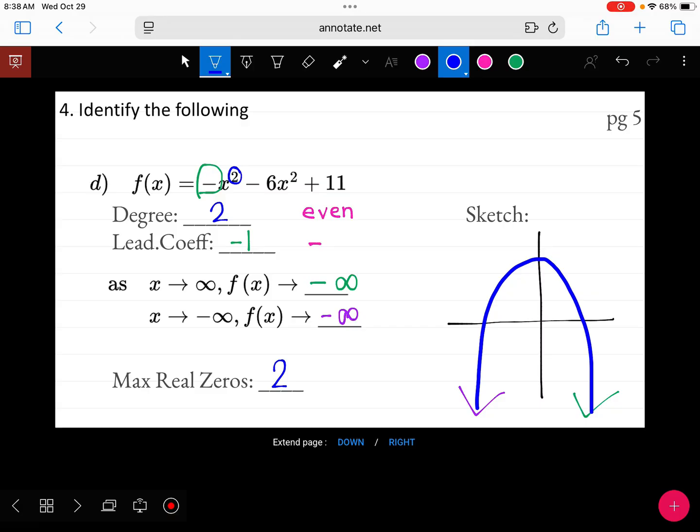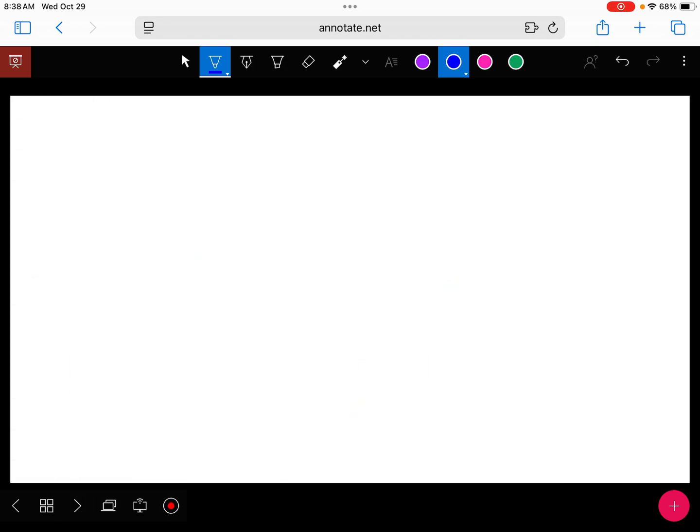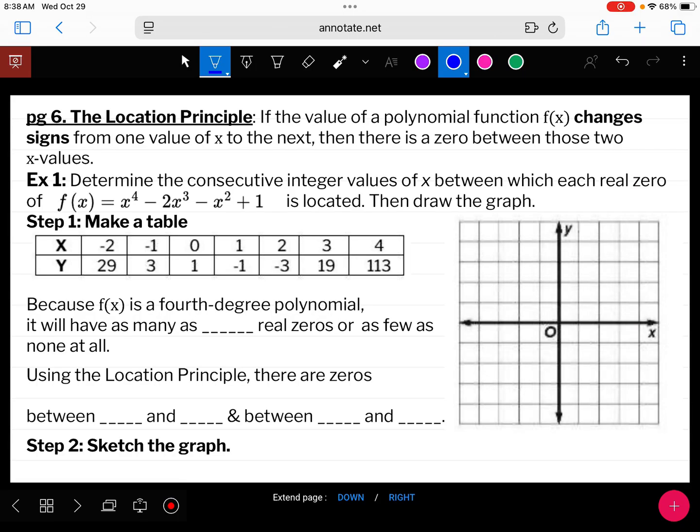So what we're going to look at next, we're going to look at the bottom of page 6. And we're going to do just the first example. And I have a billion things up here on the screen. This is the bottom half of page 6. So these top couple lines here, this is the tool we're going to use. We're going to use something called the location principle.